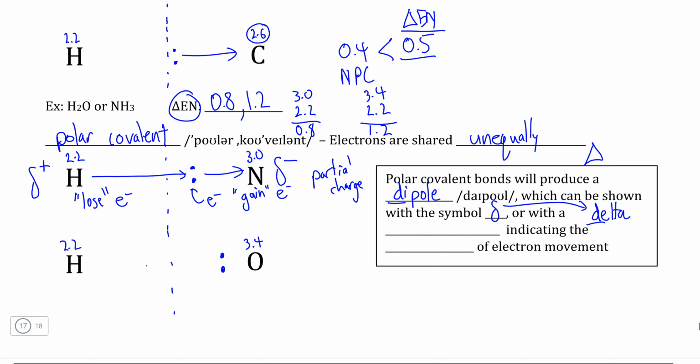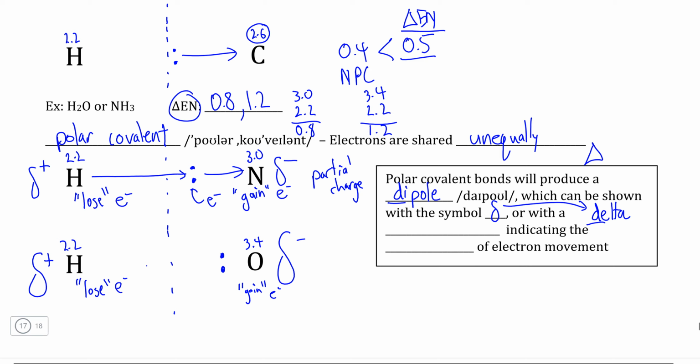Now, if oxygen is pulling these electrons closer, this is going to make its partial negative charge even stronger than that of nitrogen, because it is even better at gaining electrons than nitrogen is. This also means that hydrogen is going to lose a greater share of the electrons, meaning that the electrons are pulled even farther away from hydrogen, and this is going to give it an even stronger positive pole here.